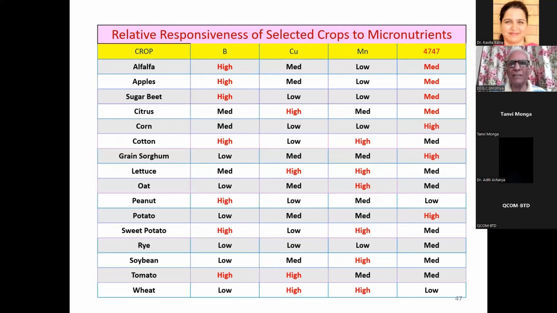Here, the relative response of selected crops, these are all horticulture crops up to here, and field crops also. For example, we have seen boron will have a high response: alfalfa, apples, sugar beet, cotton, peanuts, sweet potato, tomato, then citrus, lettuce, tomato, manganese high for cotton, lettuce, oats, sweet potato, like this. So every plant, because of the composition of the yield which we are taking and different type of nutrients they are absorbing from the soil, they show their response, whether it is high or low to a particular nutrient. Next, please.